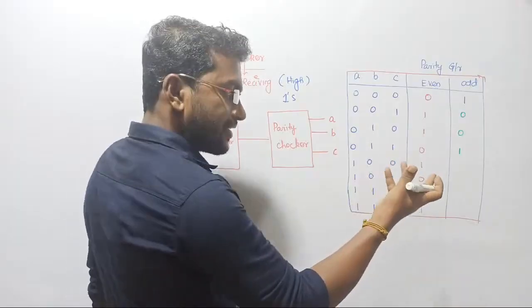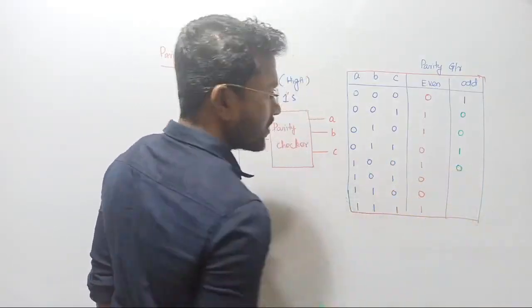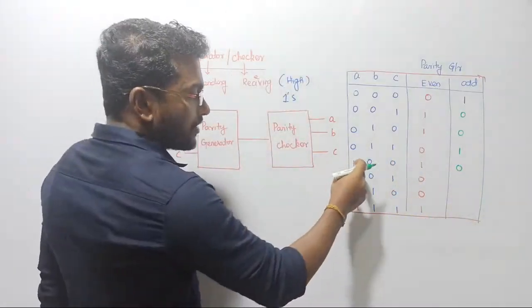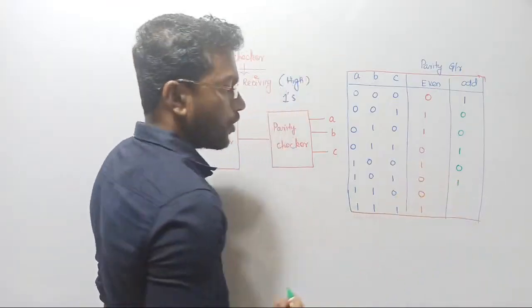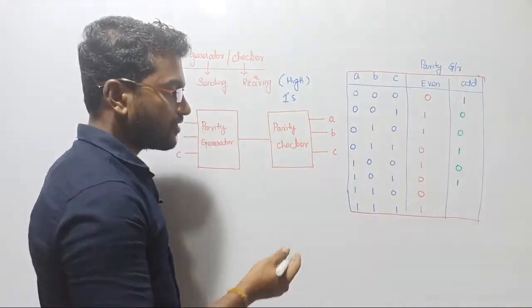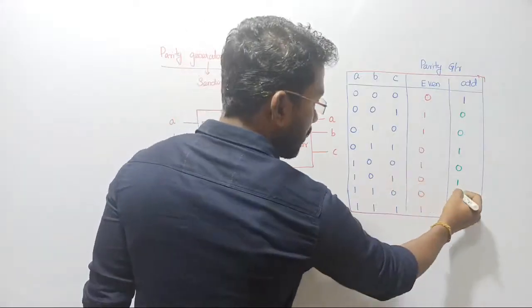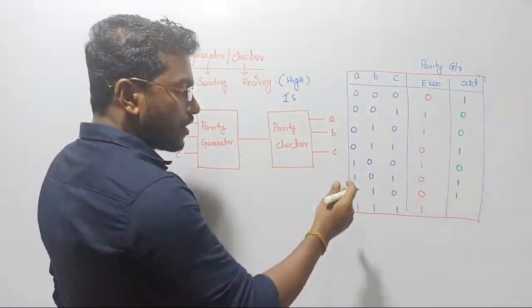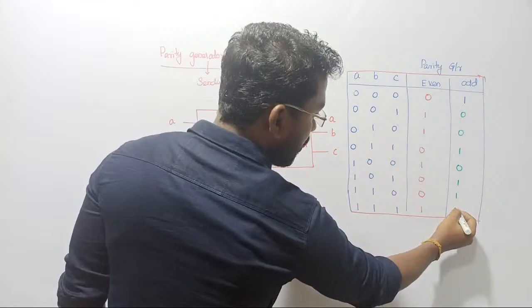1 0 0 is acceptable, right? So you don't need to add any bits because there is an odd number of ones. 1 0 1 is not acceptable, I have to add one more bit such that it will become an odd number of ones. 1 1 0 is not acceptable, we will have to add one more 1. And 1 1 1 is acceptable, we need not add any bit.